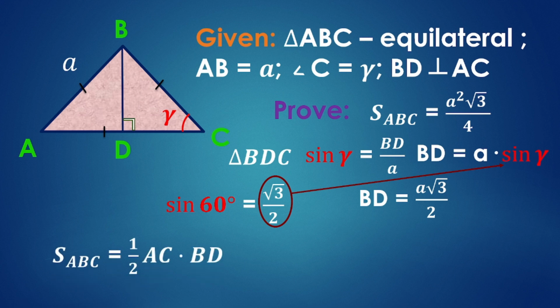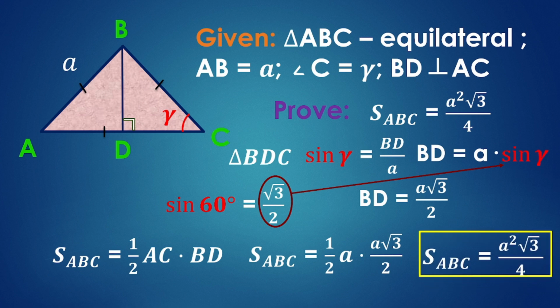Now the area of the triangle ABC, we know that it will be equal to half the product of the height by the side to which it is drawn. So instead of AC, I will substitute A. Instead of the height BD, I will substitute A square root of 3 divided by 2, and we will have the formula that we wanted to prove.